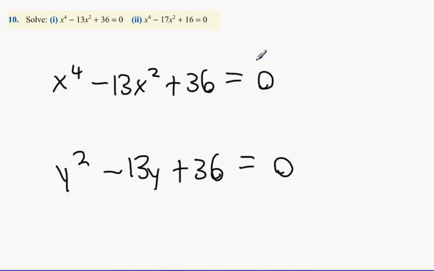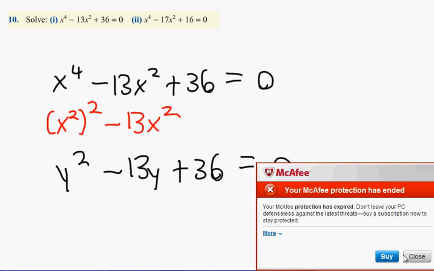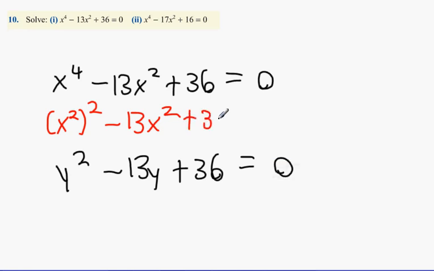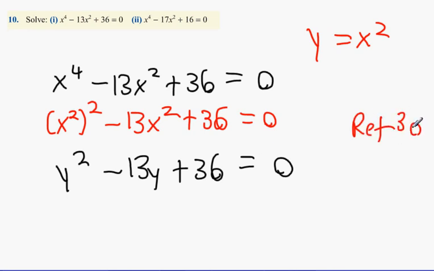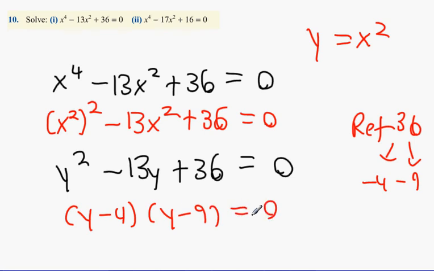Now we have to figure out what is the missing step here. X squared to be squared minus 13 times x squared, that stays the same, plus 36. What can we now say y is equal to? Y equals x squared. We solve it the way we always do. The reference number is 36. Break that up into minus 4 and minus 9. So you're going to get y minus 4, y minus 9 equals 0.